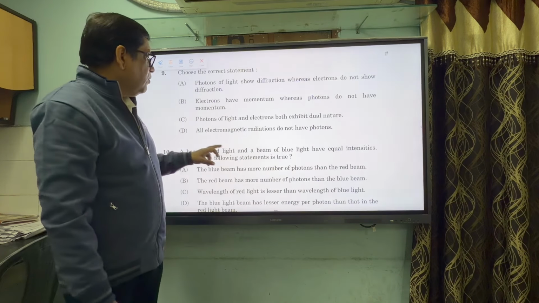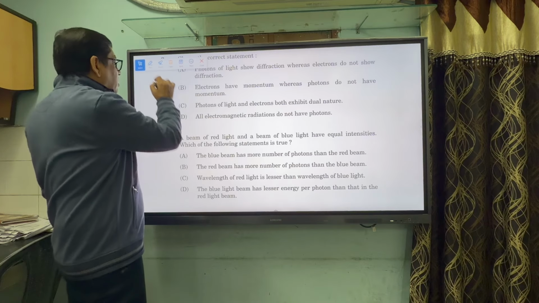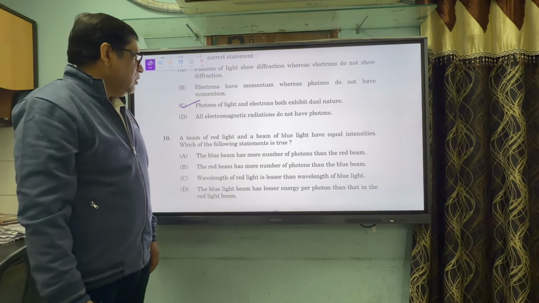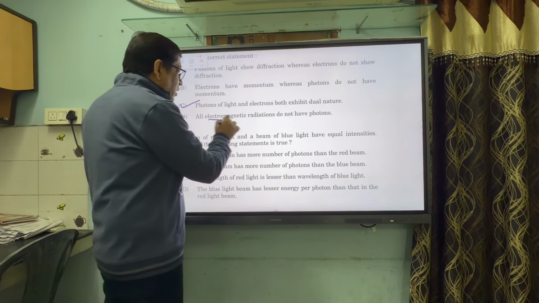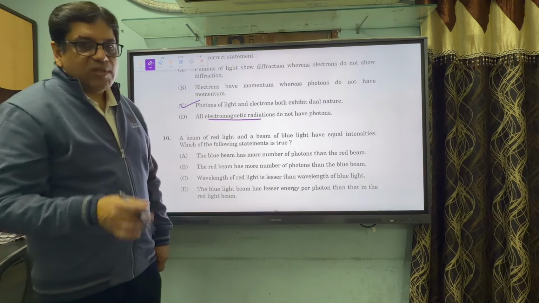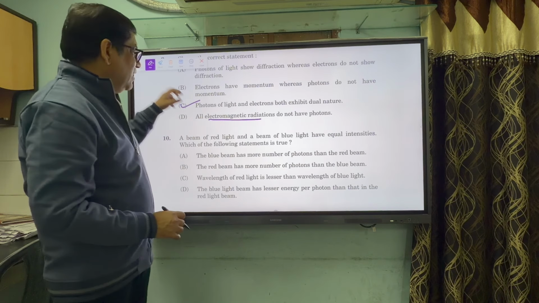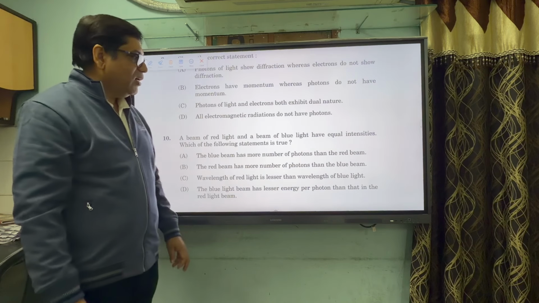And photons and electrons both exhibit dual character. This is absolutely correct. Both have a dual character, particle as well as wave character. And the last point: all electromagnetic radiations do not have photons. This is wrong. All EM waves have photons. Gamma ray photon, UV ray photon, X-ray photon, all have. So the correct statement is C. Photons as well as electrons have dual character.